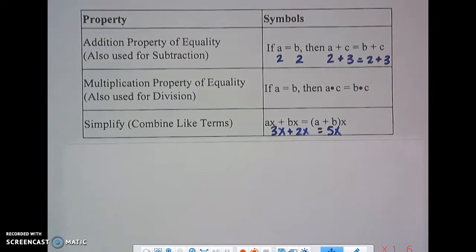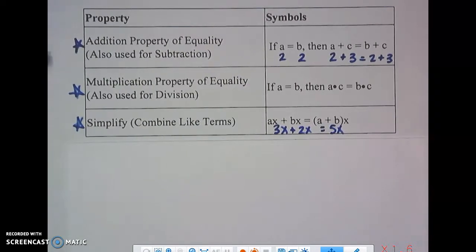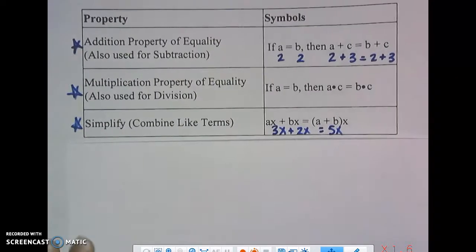Now, let's talk about what properties are actually going to be important for us. So we're going to go ahead and star all of these. We need to really, really know these. The addition property of equality, again, also used for subtraction. Multiplication property of equality, also used for division. And simplify. Those are going to come up a lot in our pieces.